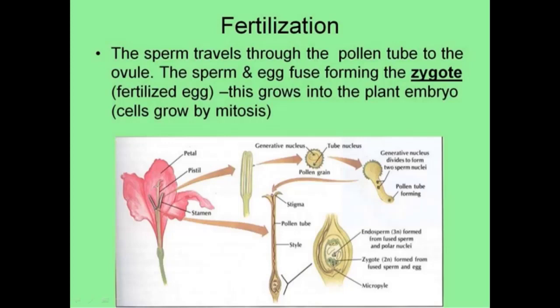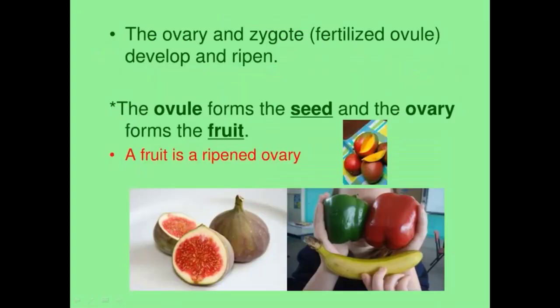In this way, it grows into the plant embryo, and a new organism comes into existence here. So in this way, seed plants reproduce. Here we can see the ovary and the zygote, where the fertilized ovule gets developed and ripened. The ovule forms the seed and the ovary forms the fruit, where the fruit is the ripened ovary. So you can see these kinds of fruits, which you might have seen.